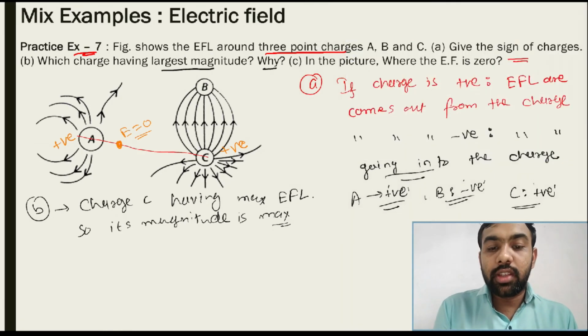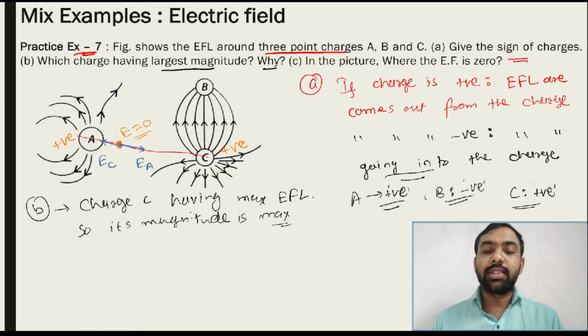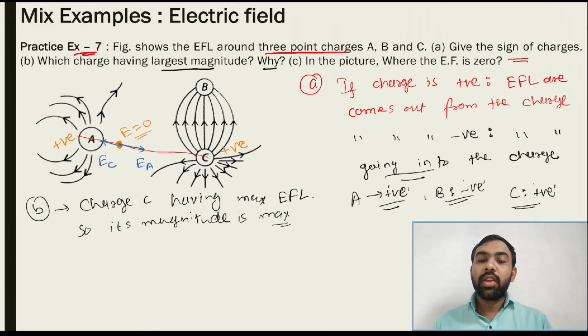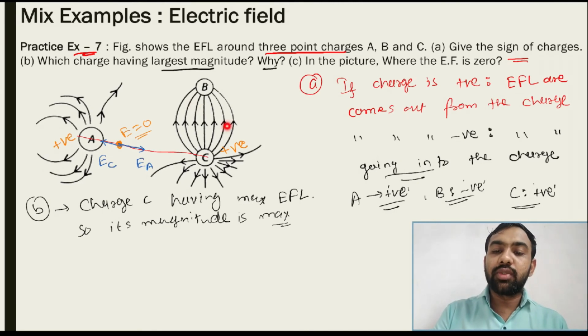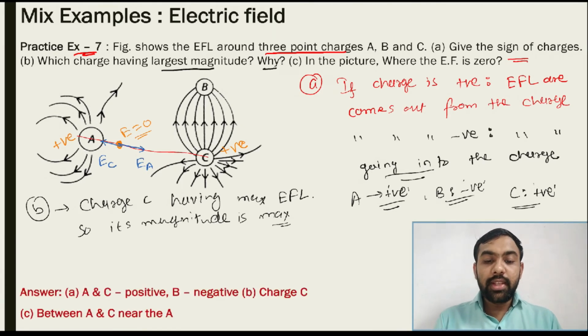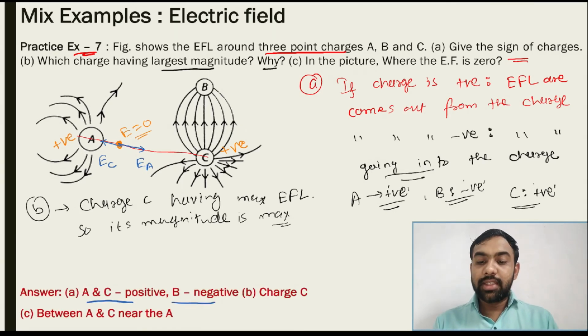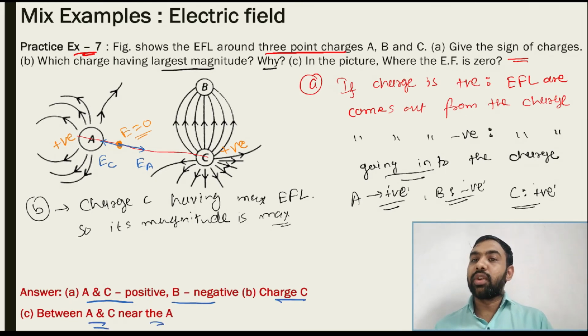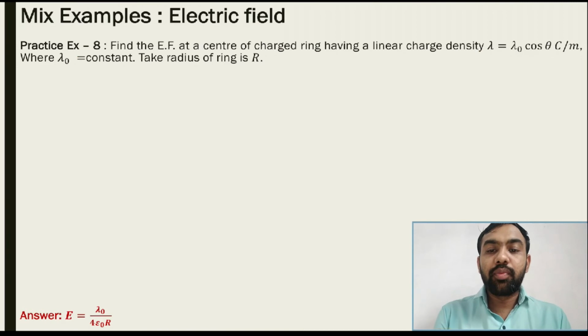If you draw the directions, this is the electric field produced by A, and this one is the electric field produced by C. So EA is equal to EC, electric field is 0. Here it is not possible. If you consider this one, here the electric field cannot be 0. So we choose this situation, and that is our answer. Here the answer is also given as C: A and C positive, B negative. Charge C has the maximum magnitude, and thus between A and C, near A, the electric field is equal to 0. All of you note this example, then after that we go to the next. Let's see example number 8.